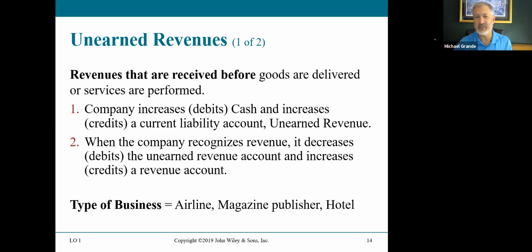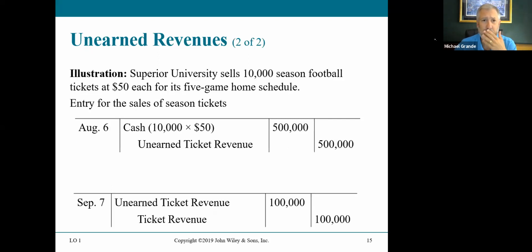What types of business is this? Well, it typically happens when a customer pays something before the services are performed. Airline tickets, I pay for my airline tickets before I travel. Magazines, I pay for magazines before, and hotels.